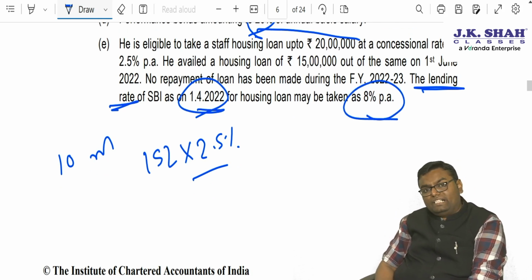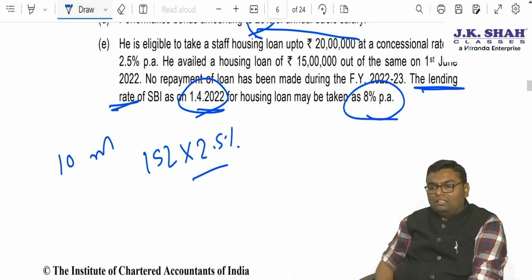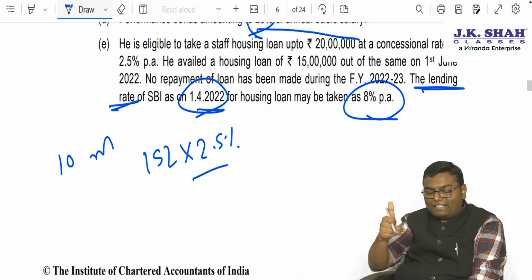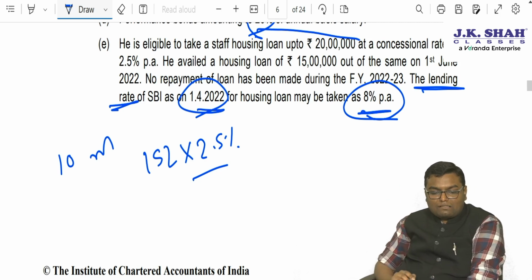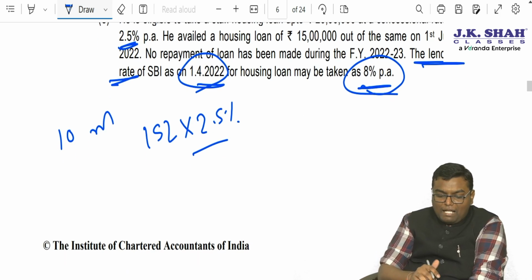This is a perquisite: interest-free loan or loan given at a concessional rate of interest. Now, what is the value of the perquisite? It is the rate of SBI on 1st April that will be considered as the market rate. So the market is charging 8%, the employer is charging 2.5%. So basically, he is getting the benefit of 5.5%.